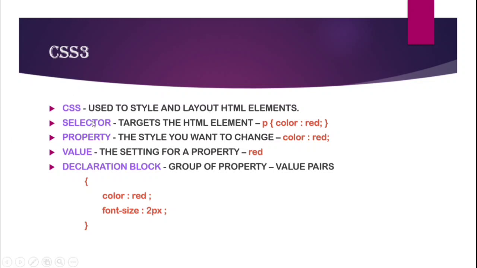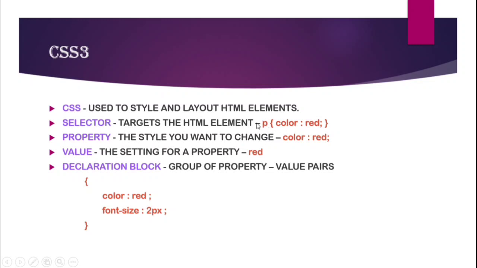So what is a selector? A selector is nothing but what targets the HTML element. So P is nothing but the paragraph element. What does the selector do? To add color to that particular paragraph, we have to mention P, and inside the curly brackets you can mention the color, or you can mention the background color that you want to change for the paragraph element. If you want to add the font size, you can mention it here. This is nothing but the selector, how you select a particular HTML element.